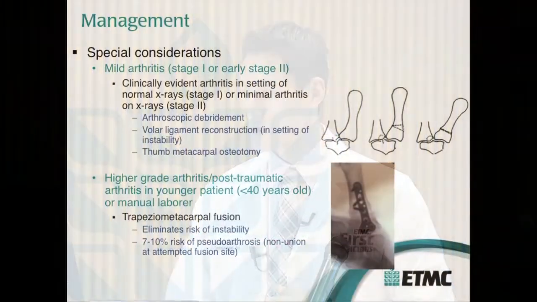Other treatment is called volar ligament reconstruction, and those are indicated for patients with minimal to no arthritis, but there's instability. So any kind of increased motion in the area causes a lot of pain. So even though the X-rays aren't bad enough to warrant removing the bone in its entirety, because of the instability, the patient may benefit from having that ligament reconstructed as well.